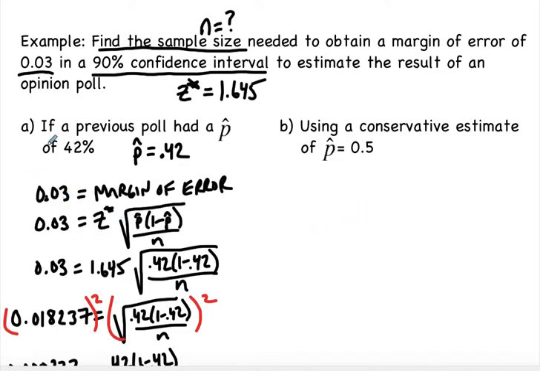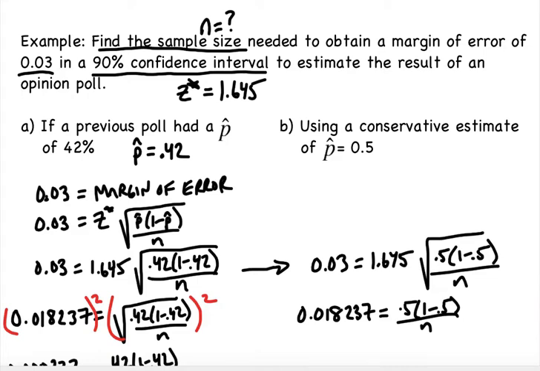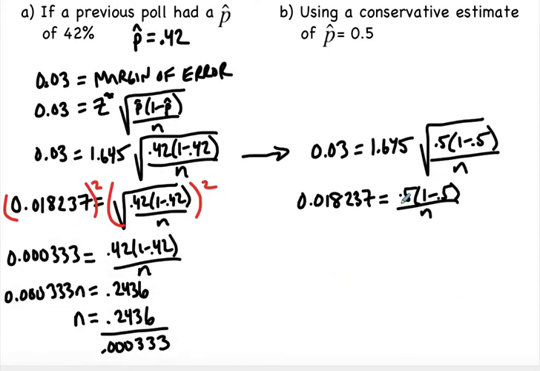Okay, now that was when we used a previous poll. If we did not have that information, we could use a conservative estimate of 0.5. The only thing that would change, basically we could start at this point. The only thing that's going to change is the p hat that we use would be 0.5 instead of 0.42. Otherwise, the rest of the problem is exactly the same setup. So again, we would divide out this 1.645. And then we would multiply by, I forgot the square root. We would square both sides. Get rid of that square root, and we would get the same thing over on the left side.